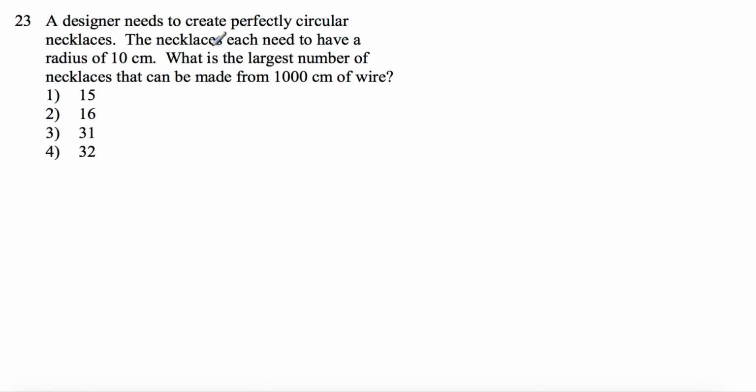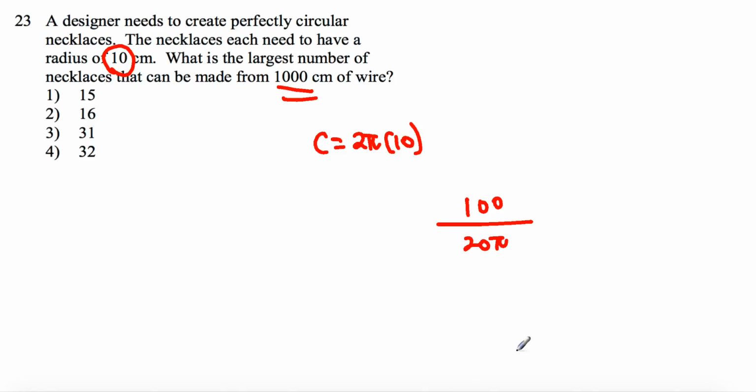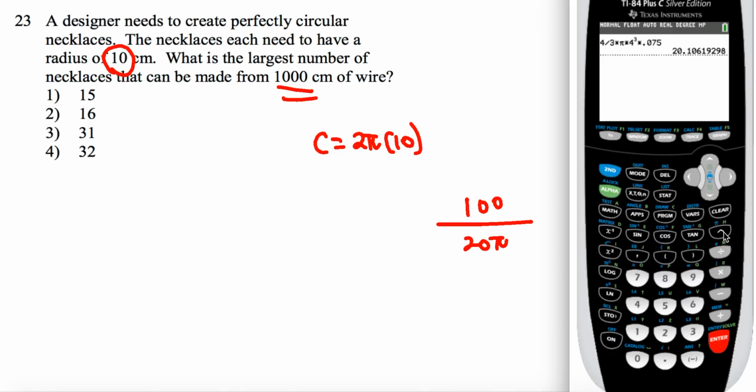A designer needs to create a perfectly circular necklace. So now here we have a radius of 10 centimeters. That means what's the circumference? Circumference will be equal to 2 pi r, which is equal to 20 pi. But the designer has a 1000 centimeter wire. So basically what we're going to be doing is 1000 divided by 20 pi. Let me calculate this one.